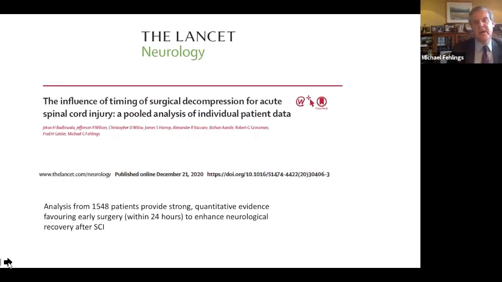And these data have been further strengthened by recent work from our group published in Lancet Neurology in a set of over 1,500 patients. In here, we provide strong quantitative evidence favoring early surgical intervention within 24 hours. And it's very likely that within the next several years, we'll see a revisitation of these guidelines with a further strengthening of these recommendations.